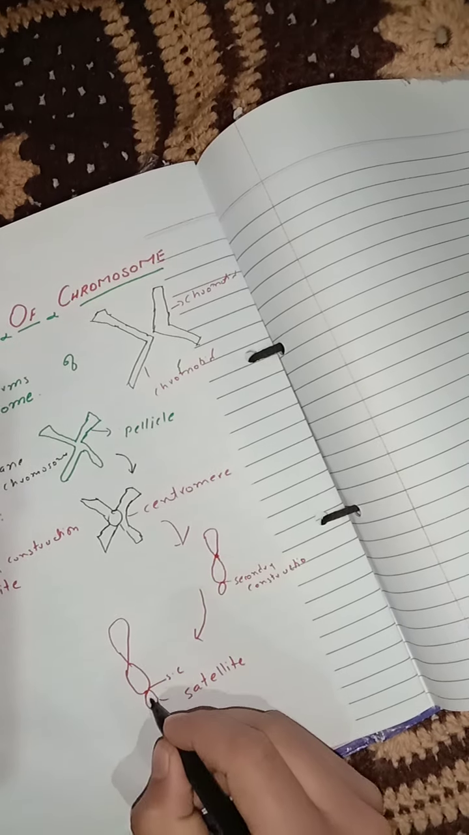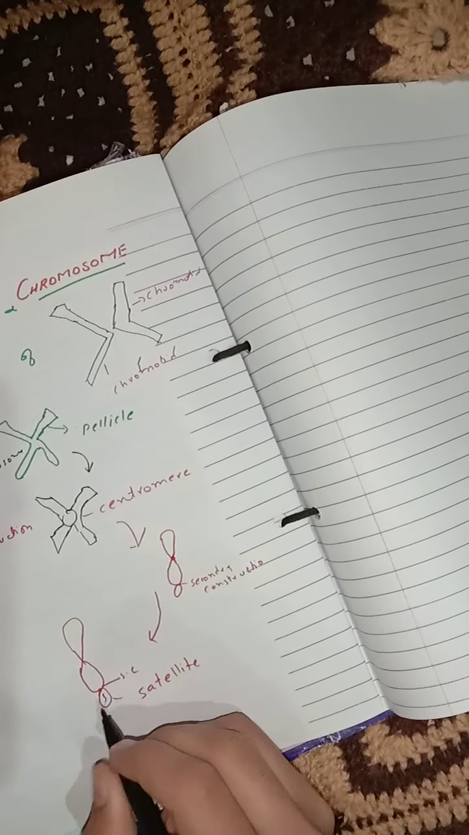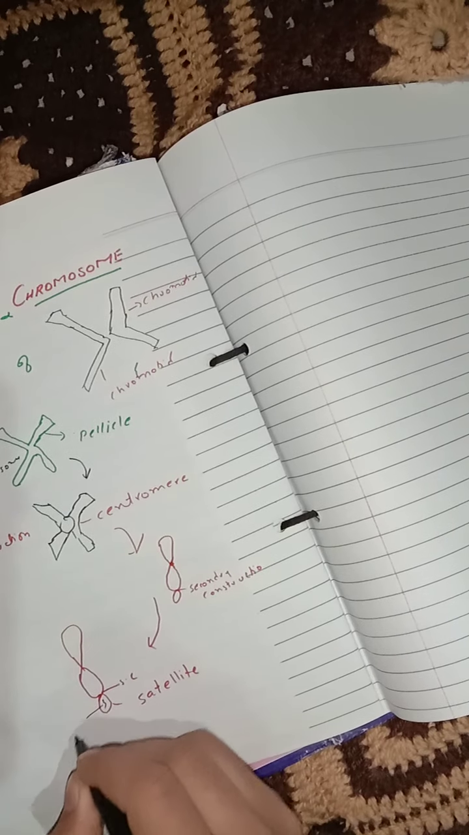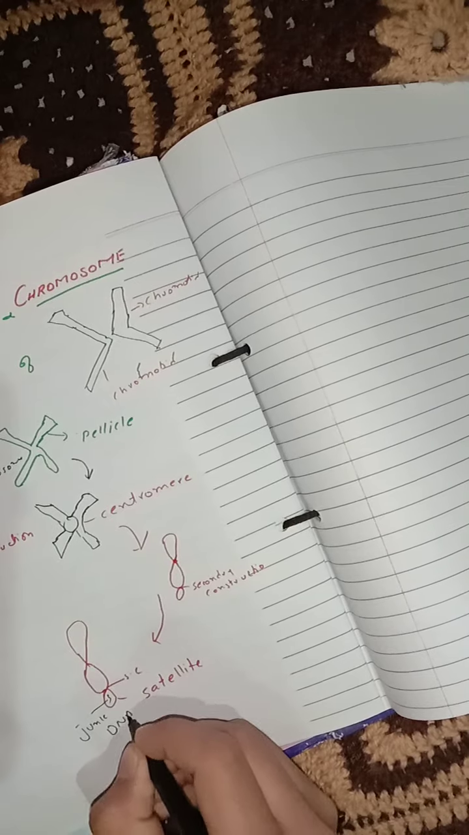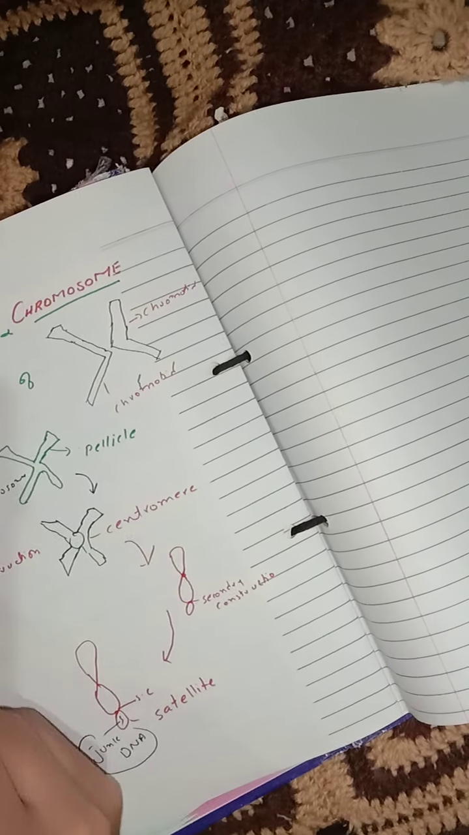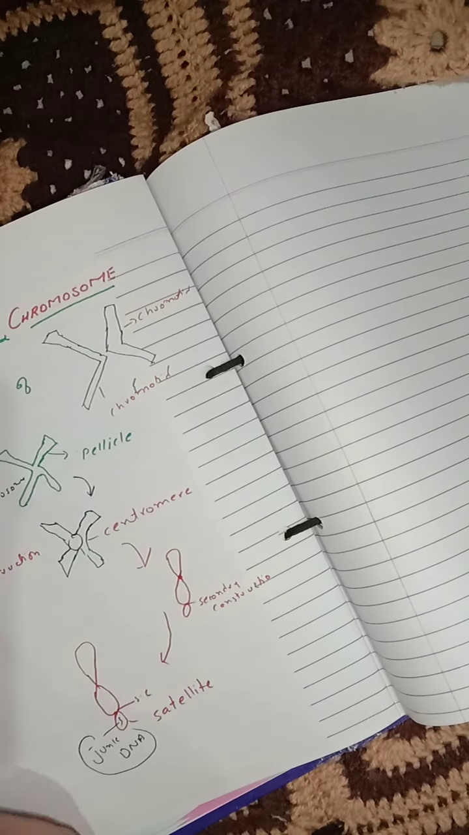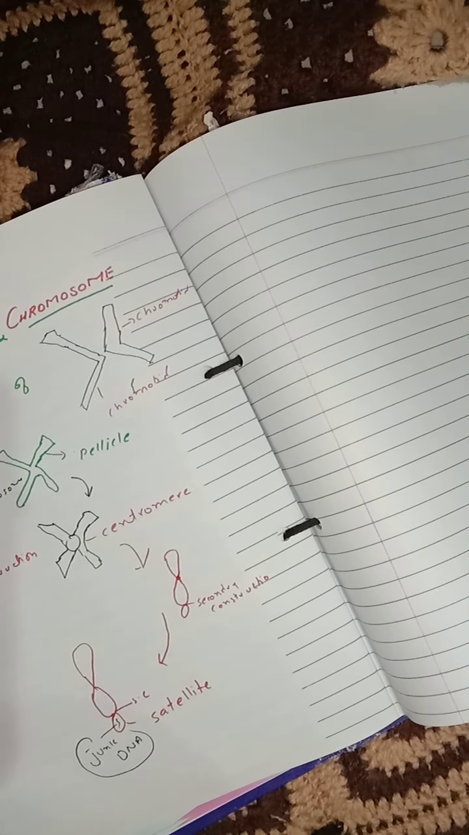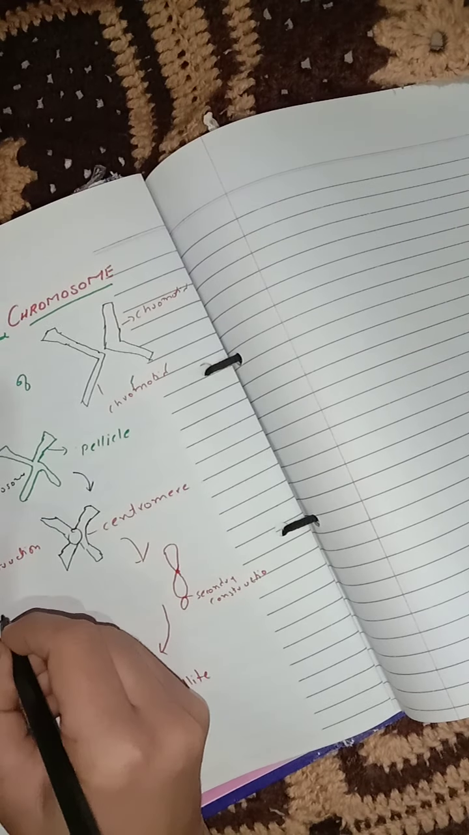Now here is a specific DNA in the satellite. This DNA is called junk DNA. Junk DNA is the DNA present in the satellite.